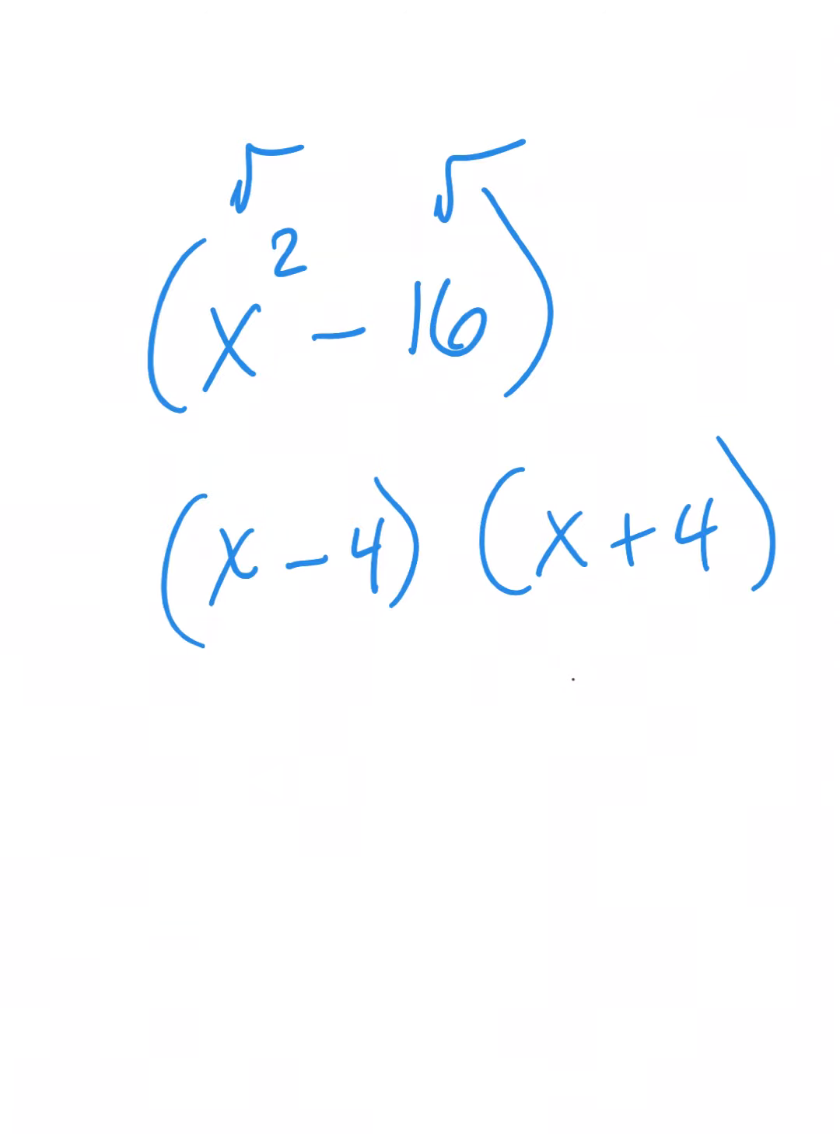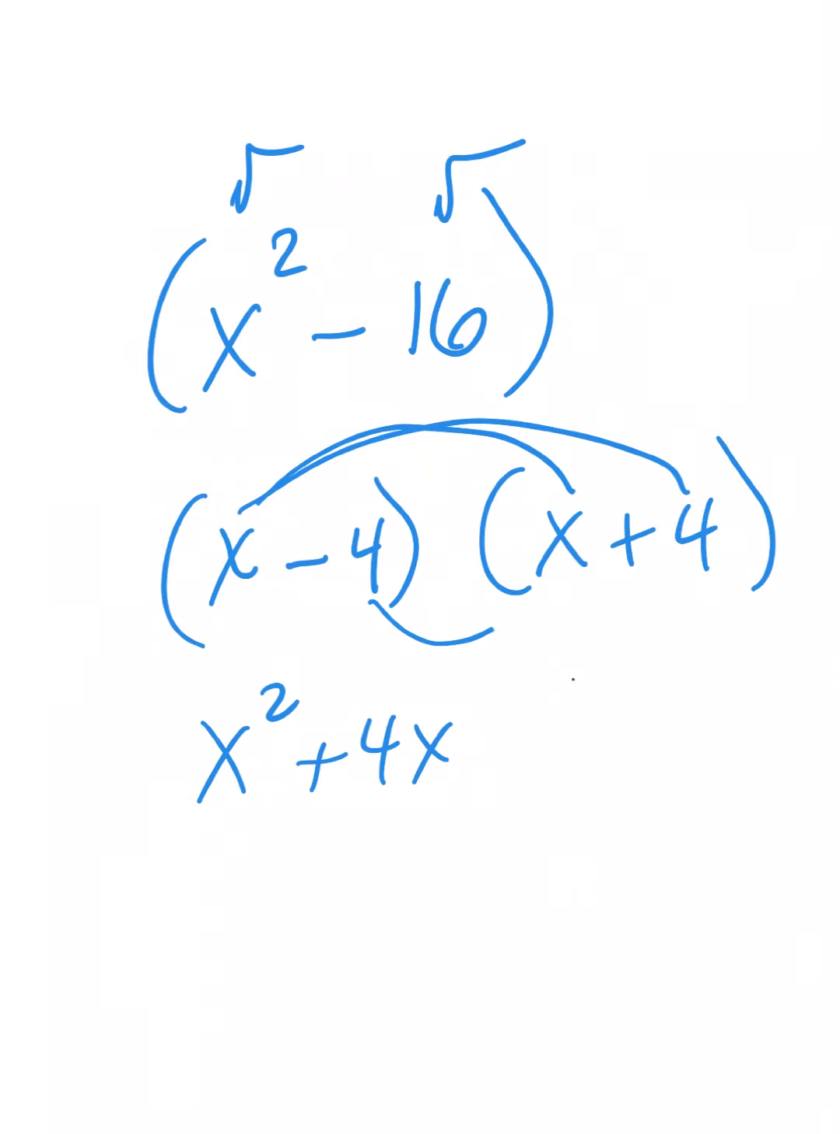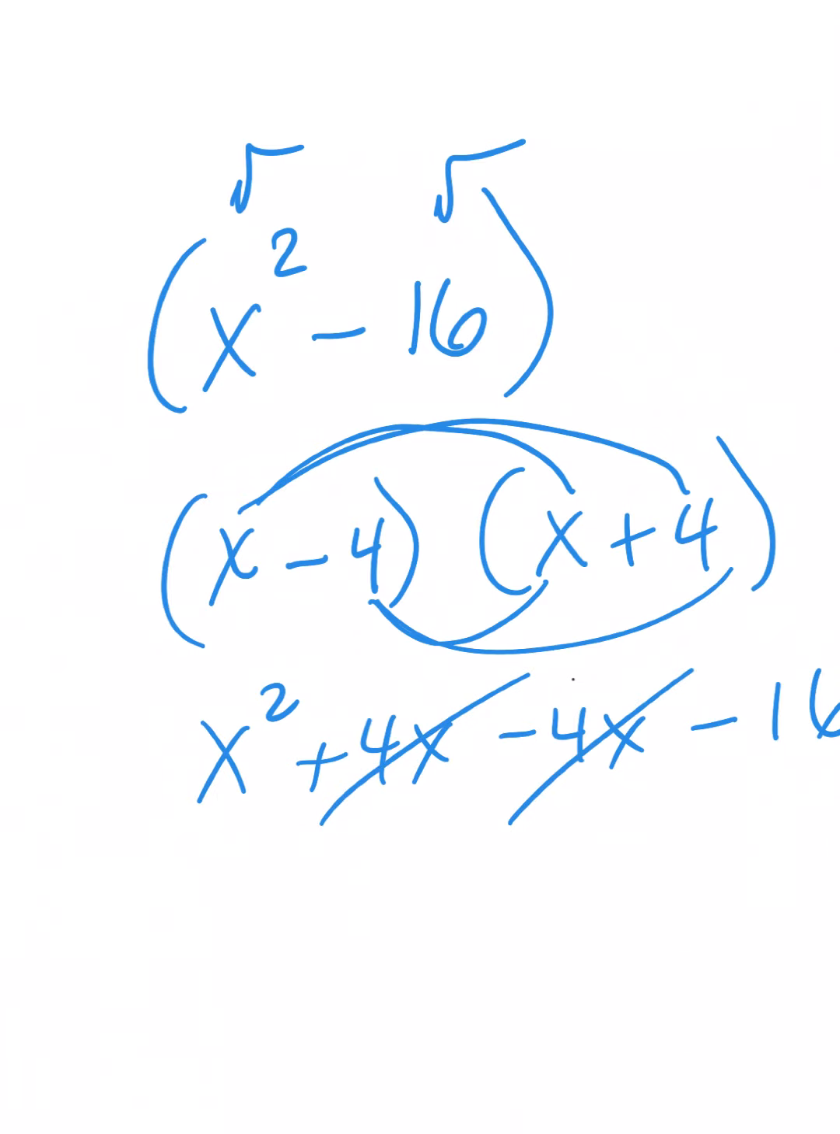And then I would keep going and say, now if I FOIL this back, that would be x squared. That would be 4x. This would be negative 4x. And this is negative 16. These two middle guys are always going to bite the dust. And you end up with what you started with, which is x squared minus 16. Let's say that's what I'm saying.